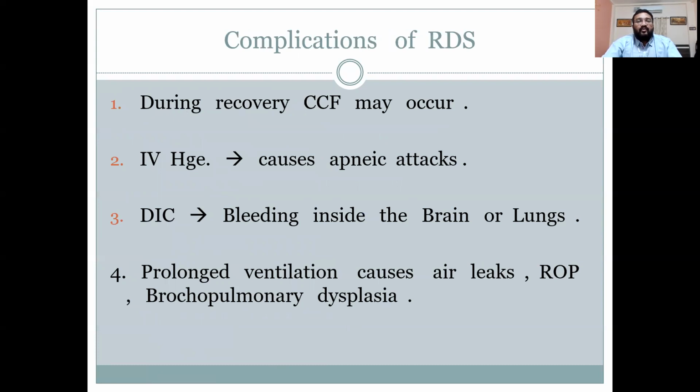Complications can occur in newborn experiencing RDS. During recovery phase, CCF may occur. Apneic attacks are very common in newborn with respiratory distress syndrome because of prematurity. Third, intraventricular hemorrhages can occur. DIC can occur, which may lead to bleeding inside the brain or lung. Prolonged ventilation can cause air leak syndrome, retinopathy of prematurity, and bronchopulmonary dysplasia. These are the common complications that can be encountered in a child with respiratory distress syndrome.